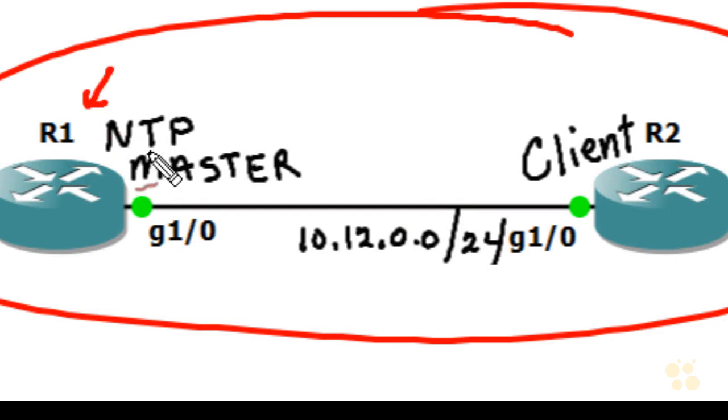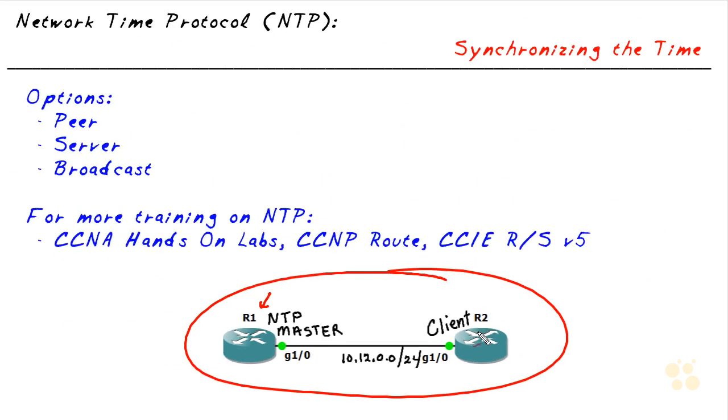We'll make R1 an NTP master, regarding him as a trusted authority for having the correct time, and then we'll train R2 to be a client. To make R2 an NTP client, we have some options. We could simply tell R2 that, hey, R1 is your server, and use that option.